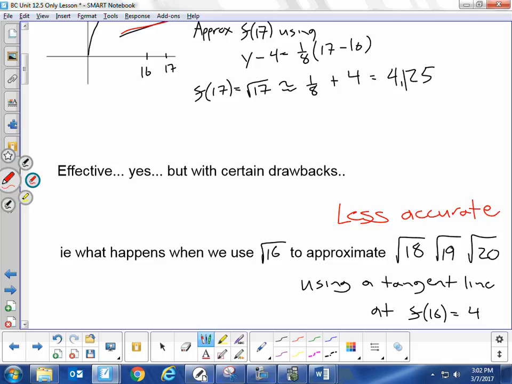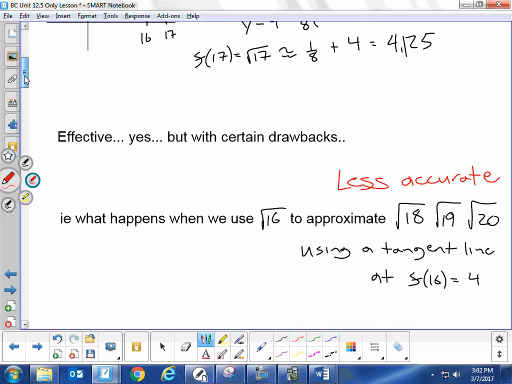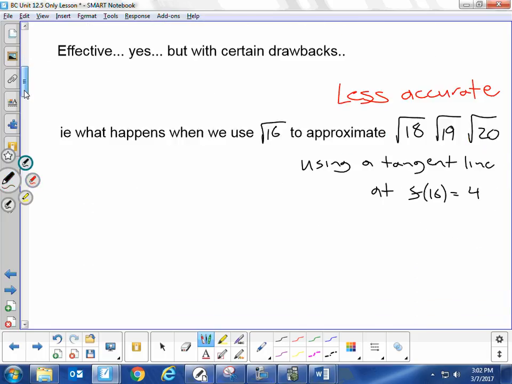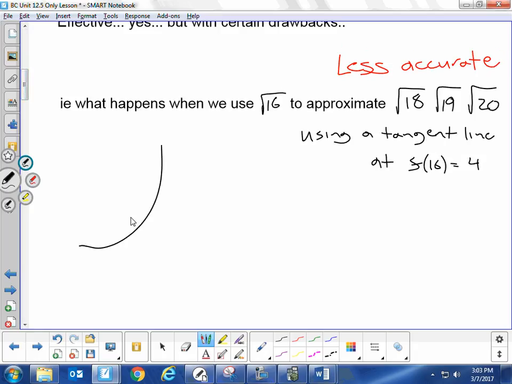So the idea is if we use just one line, and also if we have a curve that increases really quickly, and we're using a tangent line that's down here, well, since we're increasing really quickly and we're using our tangent line, we could be way, way off with our approximation. So the further away we are, the less accurate we are, and also depending on how quickly your function is increasing or decreasing, we also could lose some accuracy there.